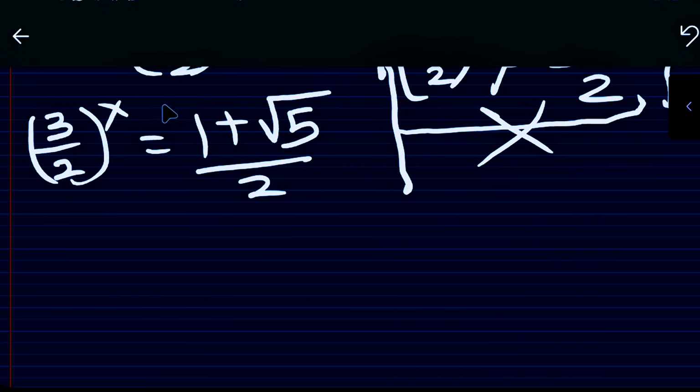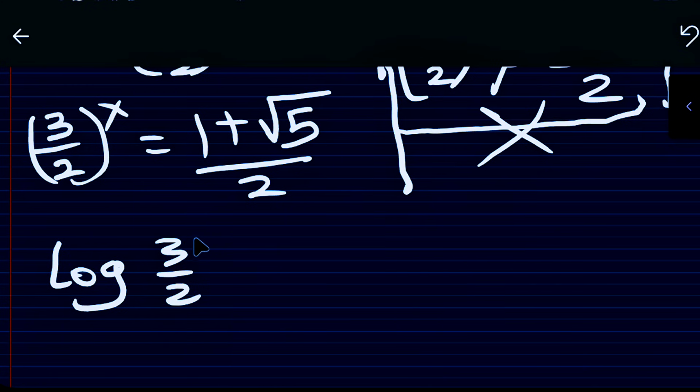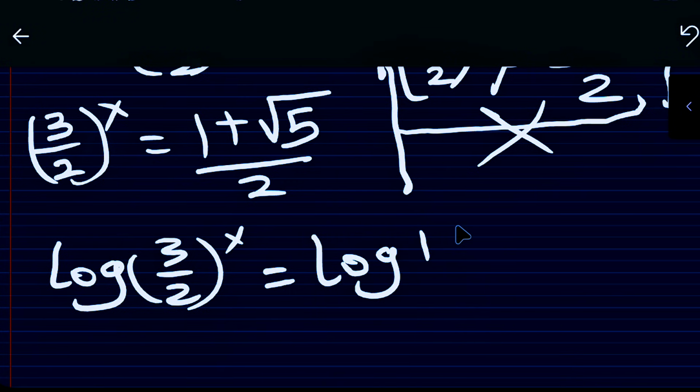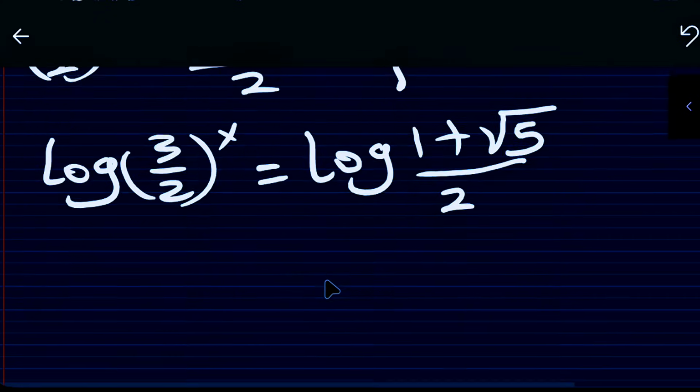Okay, so we are going to solve from here. Now looking at this, what we are going to do next is to apply log to both sides. So we are going to have log of (3 divided by 2) exponent x, and this equals log of (1 plus square root of 5) then divide by 2. Okay, so this is what we have.